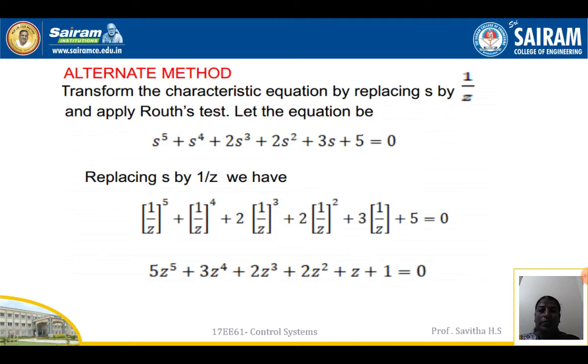Alternate method: transform the characteristic equation by replacing s by 1 by z and apply the routh test. So in the given equation, replacing all s terms by 1 by z, we get 1 by z to the power of 5 plus 2 into 1 by z to the power of 4 plus 2 into 1 by z cube plus 2 into 1 by z square plus 3 into 1 by z plus 5. If you simplify that, we get the equation 5z to the power of 5 plus 3z to the power of 4 plus 2z cube plus 2z square plus z plus 1.